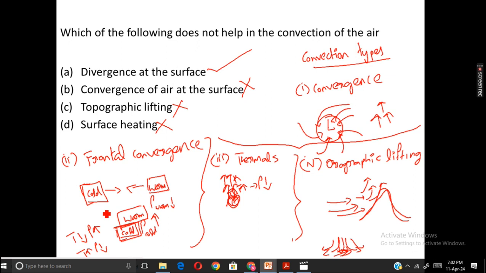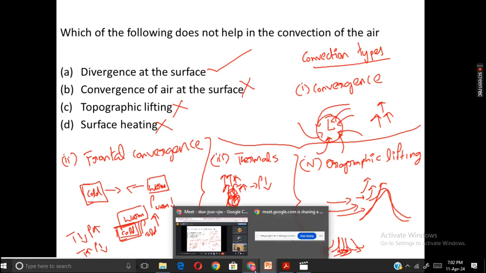So the frontal systems are the reason for rainfall and all in mid latitude regions. This is not seen that much over the tropics, but over the mid latitudes, this frontal convergence is one of the reasons for convection and rainfall.